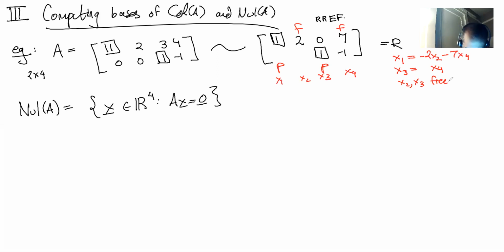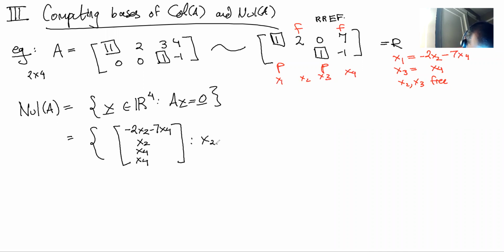Okay, so now let's write the solution set. This is a set of vectors. What do they look like? Well, the first coordinate is x1, which is minus 2x2 minus 7x4. The second coordinate is x2. The third coordinate is x4. And the last coordinate is x4, where x2 and x4 are any real numbers.